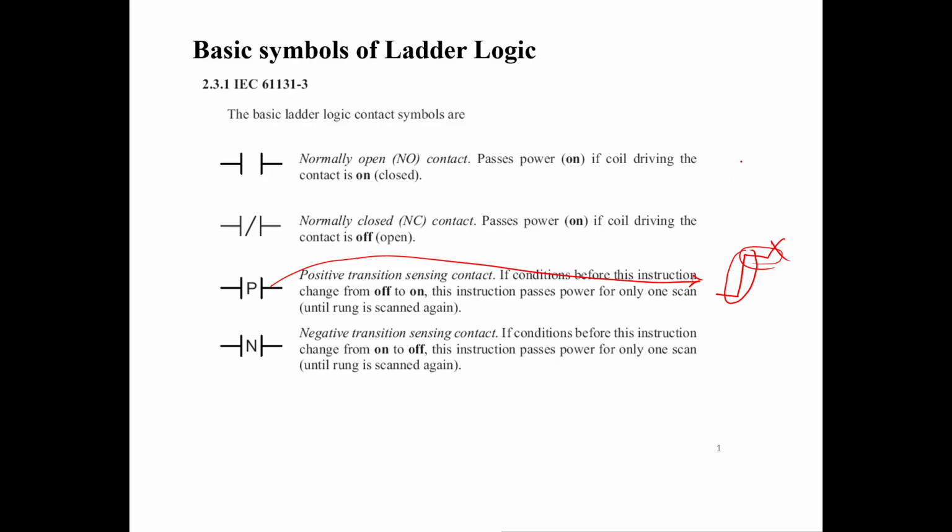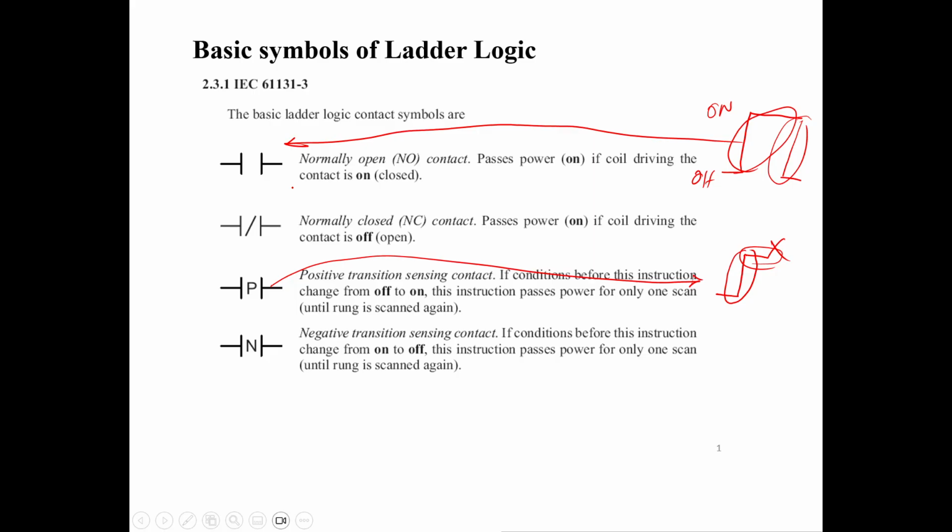However, for a normally open type of contact, if it goes from here to here, from off to on, this whole stage will be considered closed as long as it remains on. When it goes off, this will become open again. So this is how the system works.